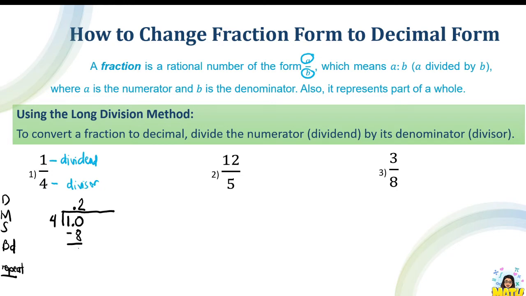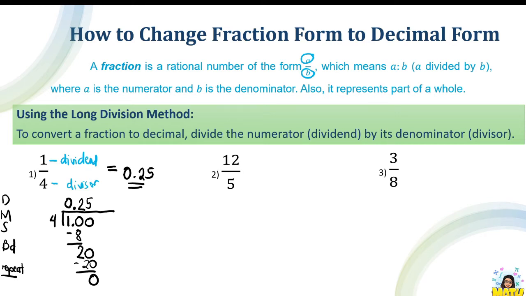Then we subtract, that is 2, and then we can continue to add 0 and repeat the process. 20 divided by 4 is 5, and 5 times 4 is 20. There's no more remainder. And now we have 0.25. Since we don't have a whole number here, it is proper to put 0 before the decimal point. So here, 1/4 is equal to the decimal 0.25.